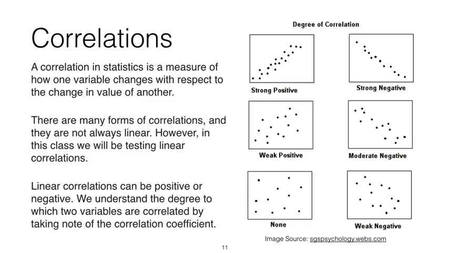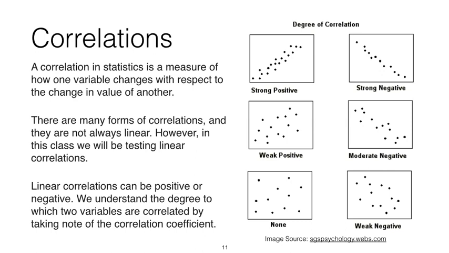So let's talk more about correlations. A correlation in statistics is a measure of how one variable changes with respect to the change in value of another. What is meant by this is that if variable A increases by 1, what happens to variable B? Does it increase by 1? That would be a 100% correlation. Or does it decrease by 1? That would be a negative correlation of 1.0. Or does it go up by 0.2? Does it go down by 0.17?